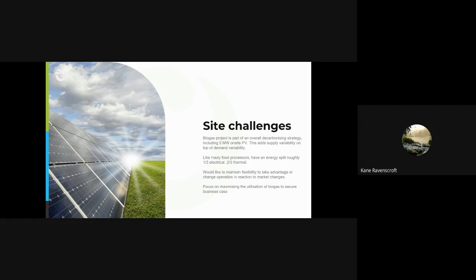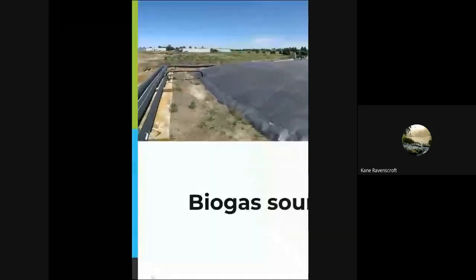But critically, they want to maintain flexibility. There are additional solutions that they're integrating down the track, and one of those is hydrogen. So there's a requirement to be flexible in when you generate and what fuel you use. And they were really focused, and for us it was good, on trying to get the maximum utilisation of that biogas. So use as much of it as possible, not just from using it when it's available, but recovering the most energy out of it.